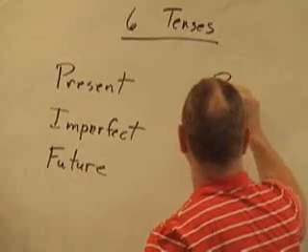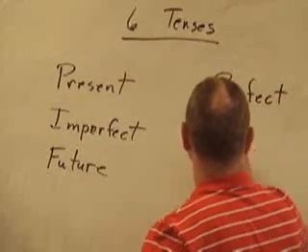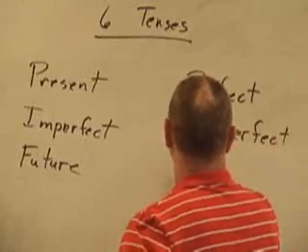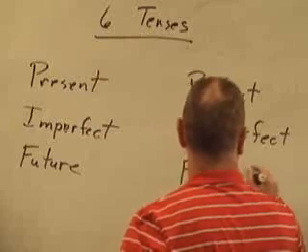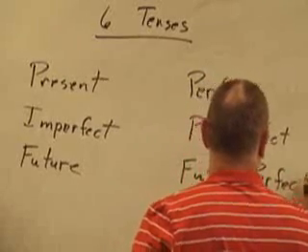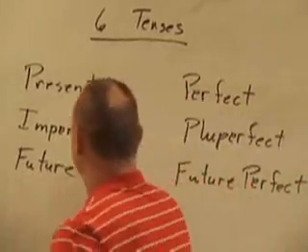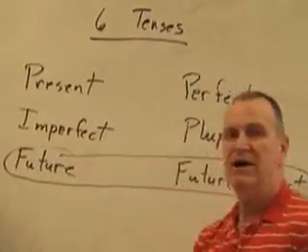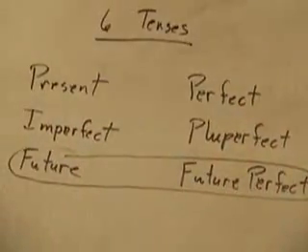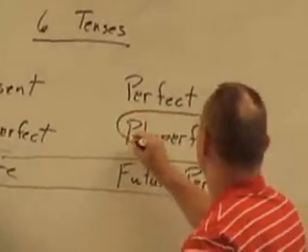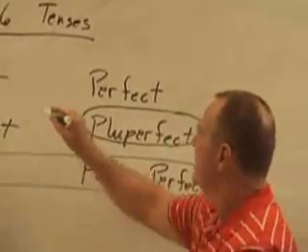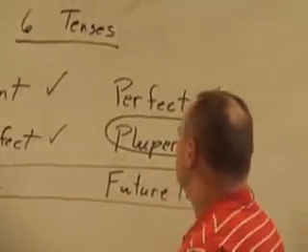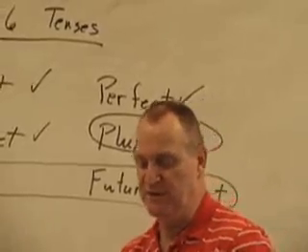We have perfect, and these tenses are in this order: pluperfect and future perfect. These 2 guys right here, we're going to put a hold on them. We won't be talking about these until Latin 2. This tense here is the one I want to talk about right now. We've taken the present tense, the imperfect tense, the perfect tense, and now we're going to move into the pluperfect tense.